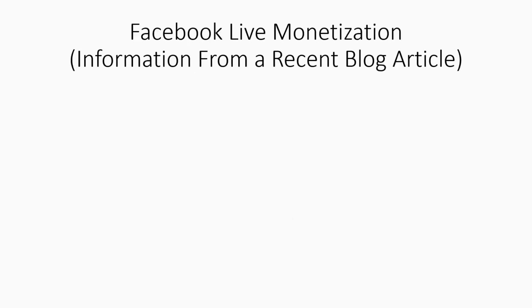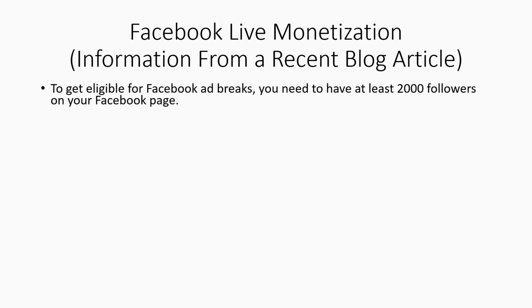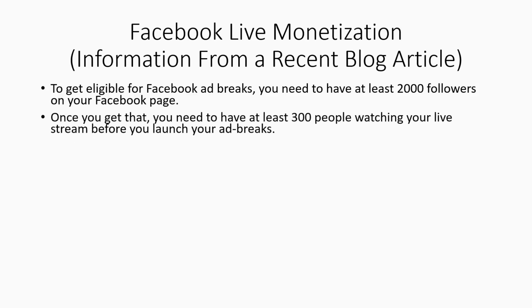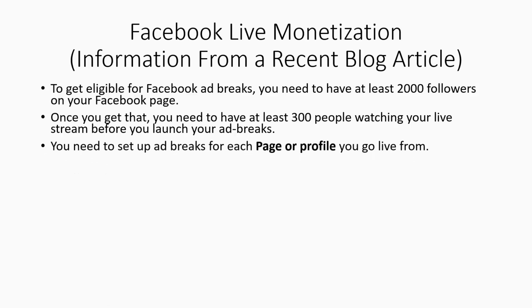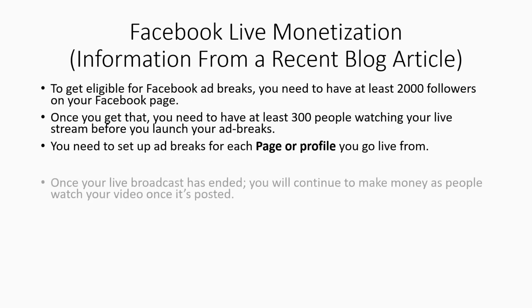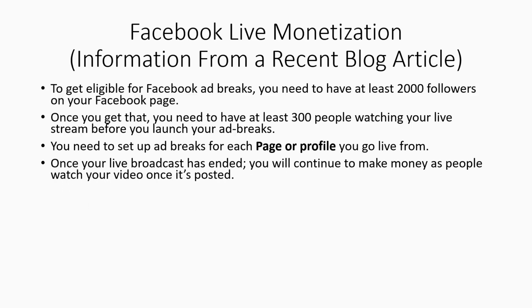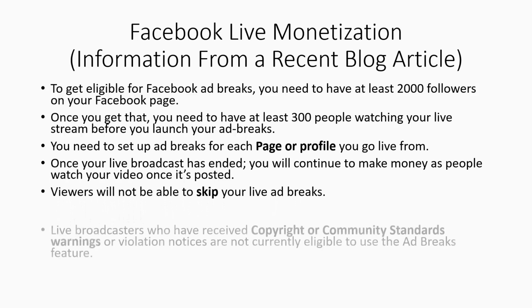Now, in a very recent blog article, the following facts are in place for live video monetization. To get eligible for Facebook ad breaks, you're going to need at least 2,000 followers on your Facebook page. Once you get that, you're going to need to have at least 300 people watching your live stream before you launch your ad breaks. You're going to need to set up ad breaks for each page or profile that you go live from. And once your live broadcast is ended, you'll continue to make money as people watch your video once it's been posted. Viewers will not be able to skip your live ad breaks.